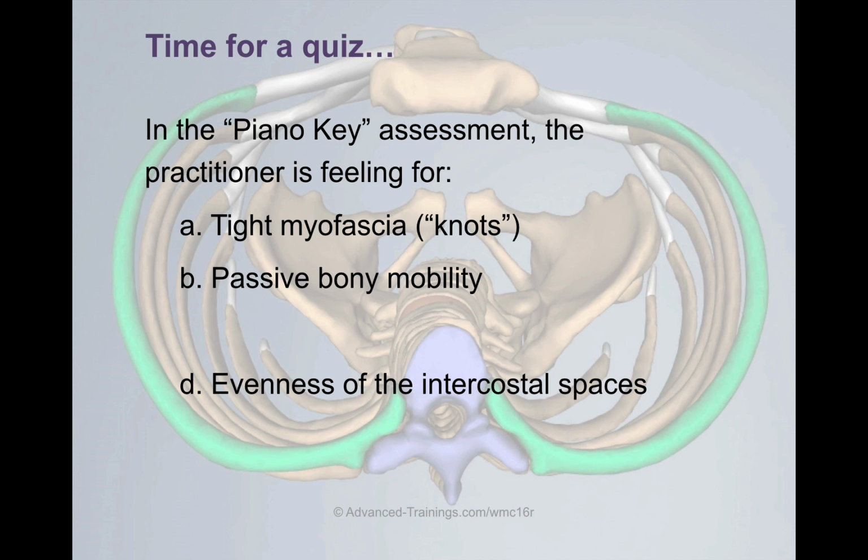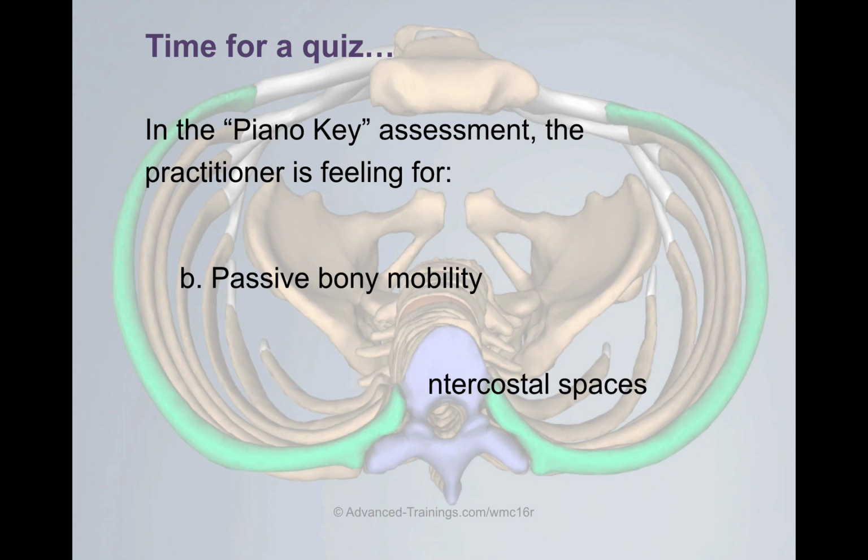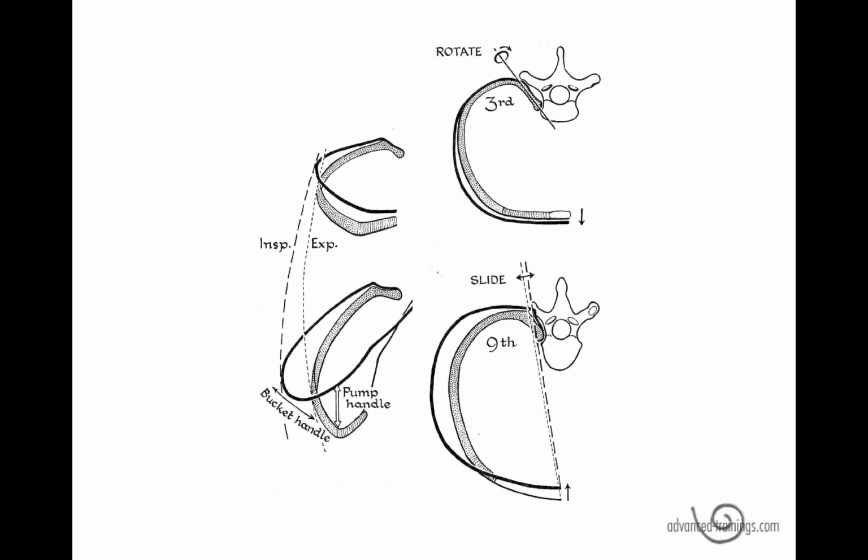So the piano test didn't check for tight myofascia. It wasn't just feeling for where the erectors were tight. It also wasn't feeling for evenness of the intercostal spaces. It was checking to see, did the bones, the ribs in other words, move? Did they move in this anterior direction? Now, there's other directions of rib motion too. There's rotation, there's gliding, there's bucket handle motion, there's pump handle motion, etc.